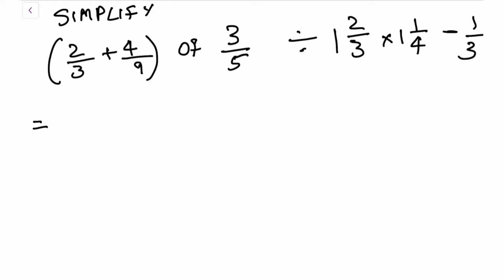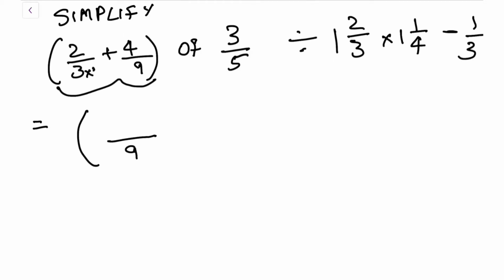So what's step 1? Do you remember? That's right. Change mixed fractions to improper fractions and then solve B, brackets. So we're going to solve this. How do we do that? 3 and 9, the LCM is 9.